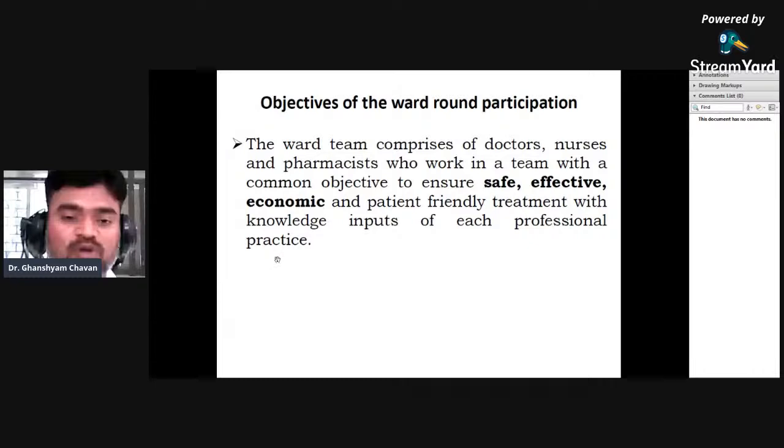So knowledge inputs: you must give your knowledge to the patients as part of each professional practice. And after doing this practice, we are also getting some knowledge from the last patients' history, from so many patients we have treated. So from the patients also, we are getting knowledge, we are getting experience, and we are using that knowledge for the next patients.